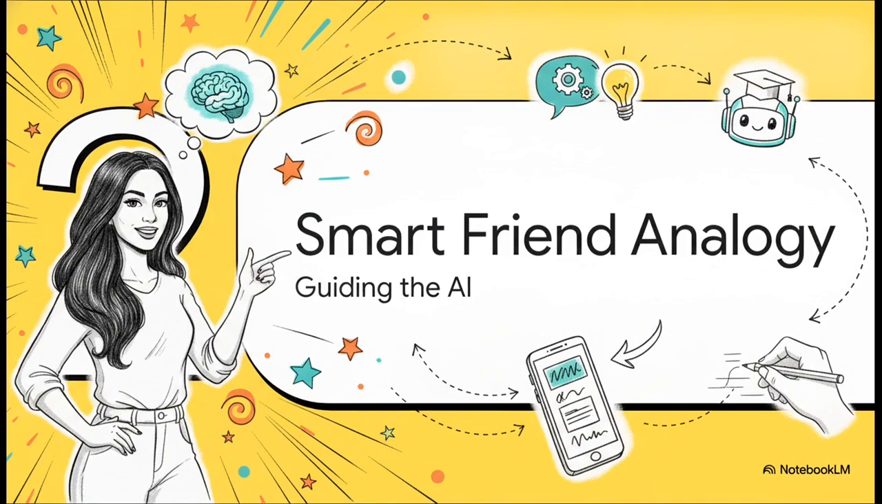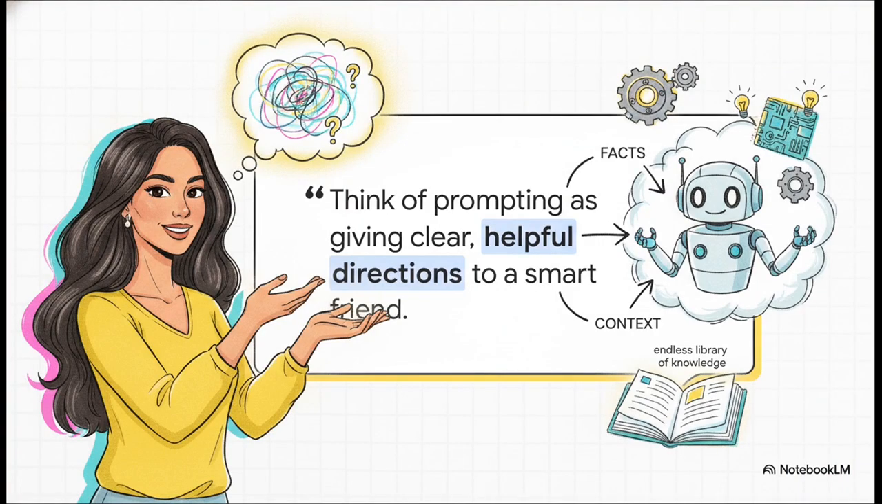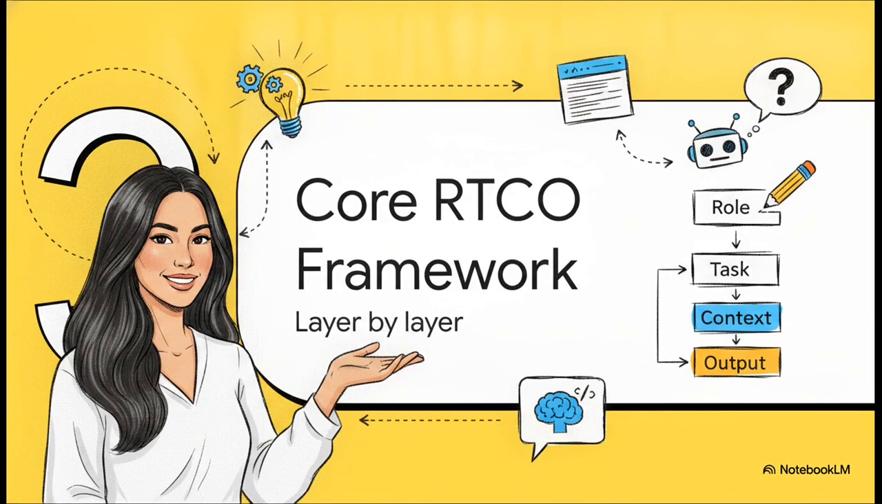Moving smoothly along to Section 2, the smart friend analogy. I love this concept. Think of prompting as giving clear, helpful directions to a smart friend who wants to help you with a project but doesn't know anything about your background. This is honestly the perfect way to visualize your AI. It desperately wants to help you, and it's got an endless library of knowledge in its head, but is completely blind to your current situation. It absolutely needs your specific, situational facts to actually be useful. So, how do we fix that?